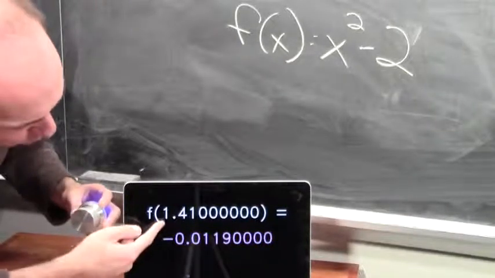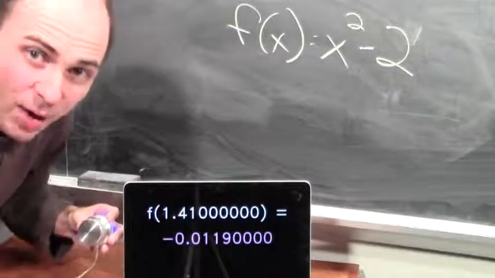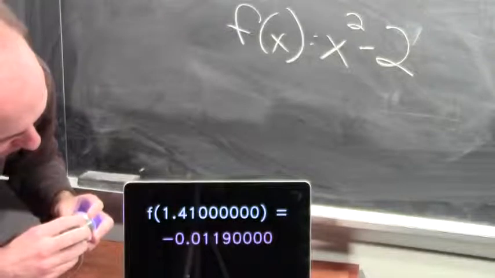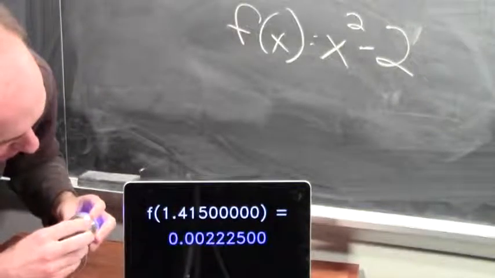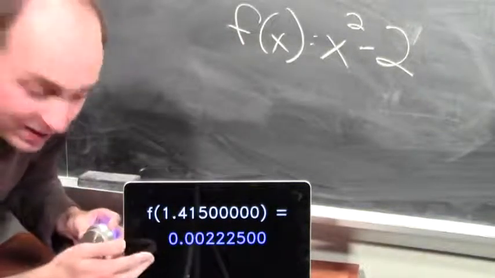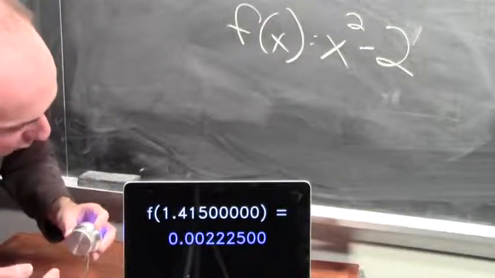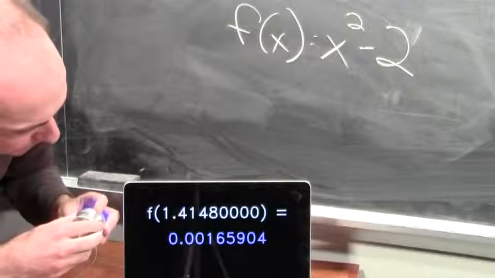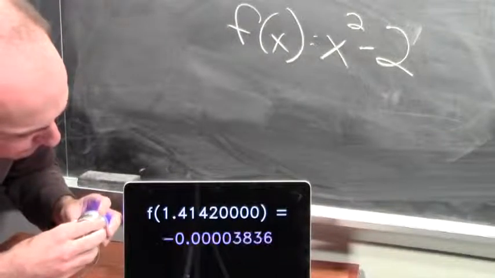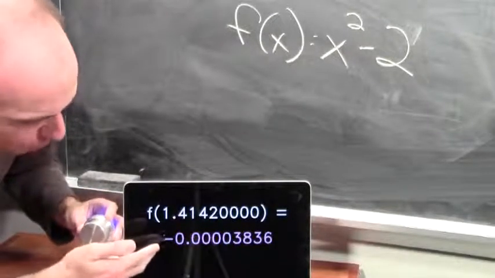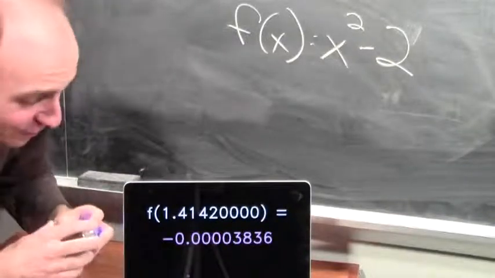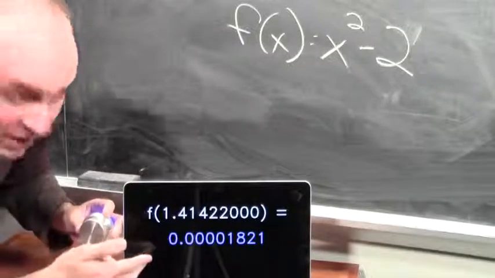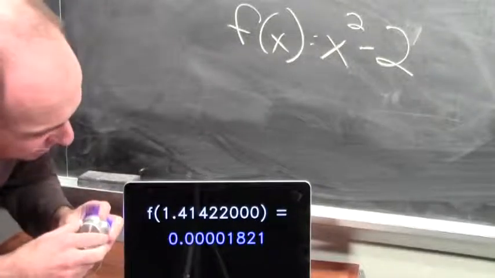And I see that when I get to 1.41, the function's output is negative again. Then I could increase the function's input a bit. Oh, now the function's output is positive again at f of 1.415. And then I could decrease the input value a little bit. Now the function's output value is negative again, and I could increase the function's input value a little bit. Oh, now the function's output is positive. I could decrease the input a bit.